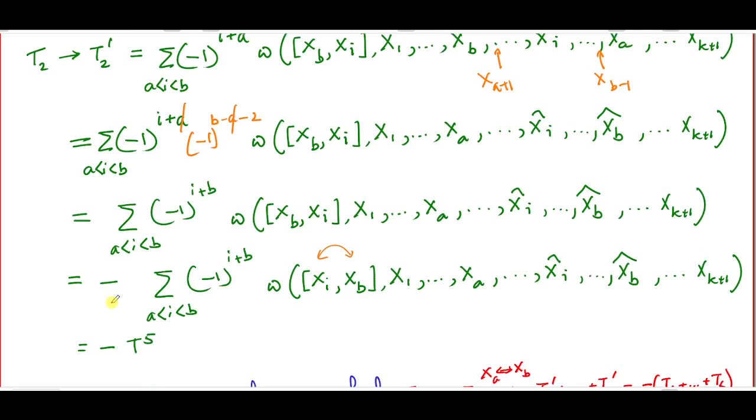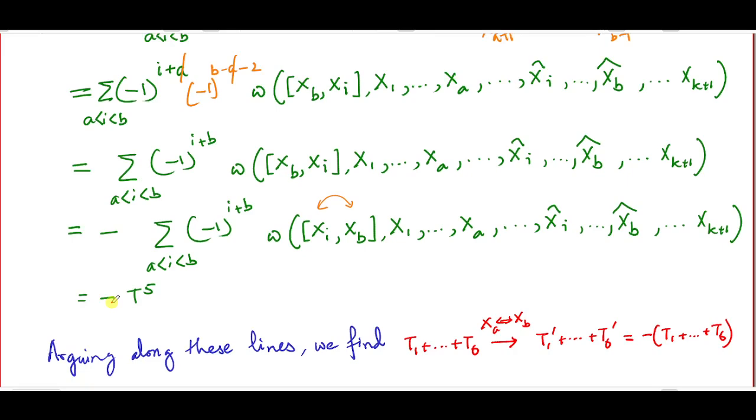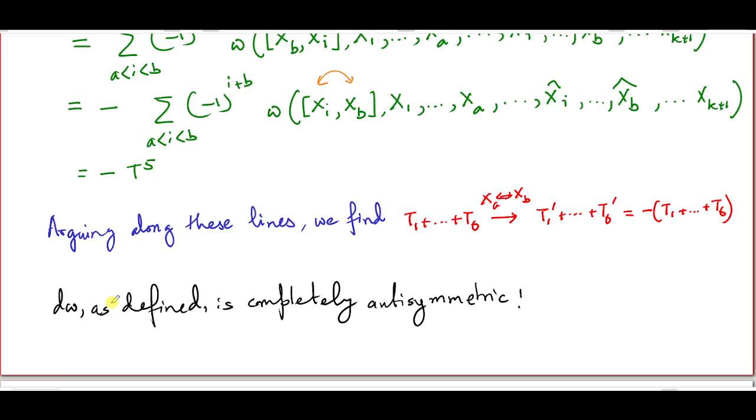And by following the same kind of reasoning, it should be pretty easy for you to show that each one of these 6 terms changes sign to some other term under the interchange, and so the overall sum just changes sign. So d omega, as defined, is really completely antisymmetric. Everything changes sign. That was quite a bit of work, and I would urge you to go through each one of the 6 terms that we have written down and convince yourselves that the whole thing really changes sign.